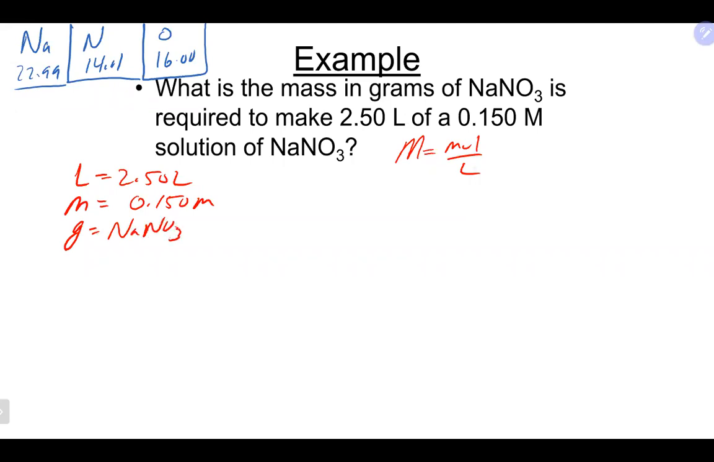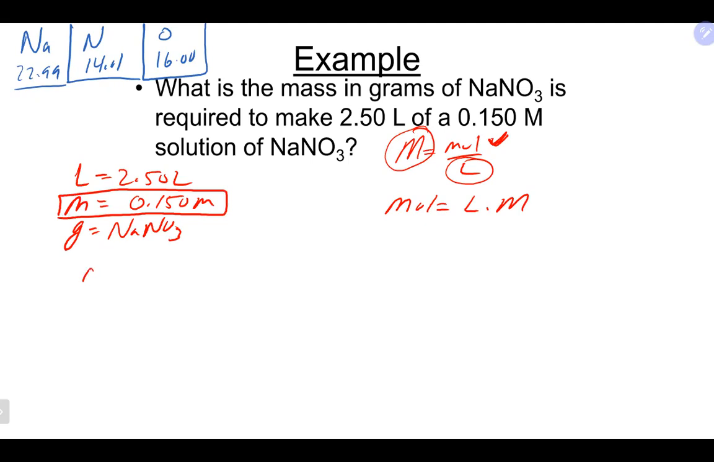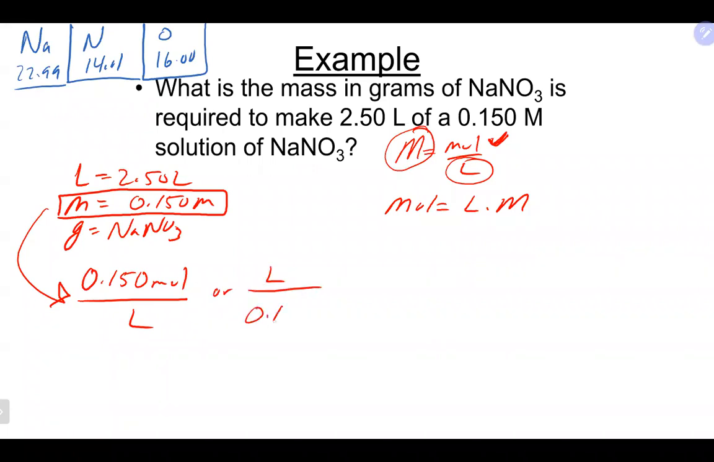If you're not sure, you could circle what you've got. You've got that, you've got that, so clearly you're missing moles. That's probably a good place to start. The moles here would equal the liters times the molarity. Once again, I would recommend taking your molarity and writing it with both units so you can see it. You could also use it as a conversion factor and flip it around as well.